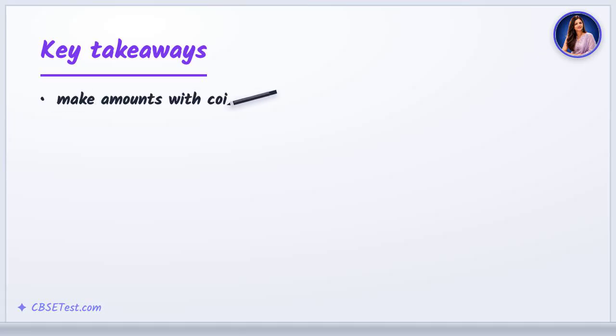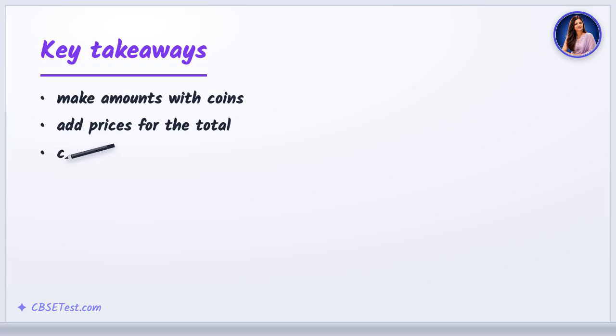To recap, coins make amounts in many ways. Add prices for the total, and change is what you paid minus the cost.